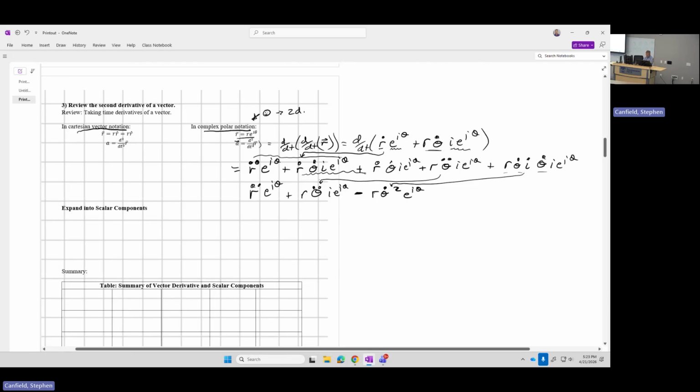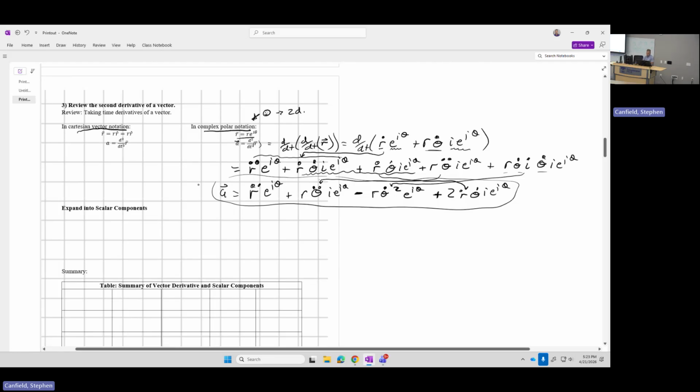And then finally, I've got two of these things. I'm going to put a little squiggle under them. Look, I've got two of those, so I'll bring those down. And I know that's going to stay positive, so I'll write them positive right now: plus 2 r dot theta dot i e to the i theta. Okay, that's a little messy, but that's my acceleration. Ta-da. So four terms.